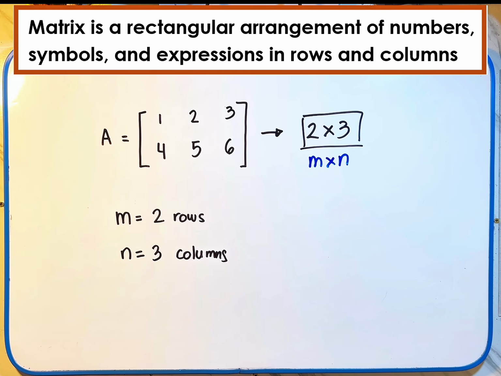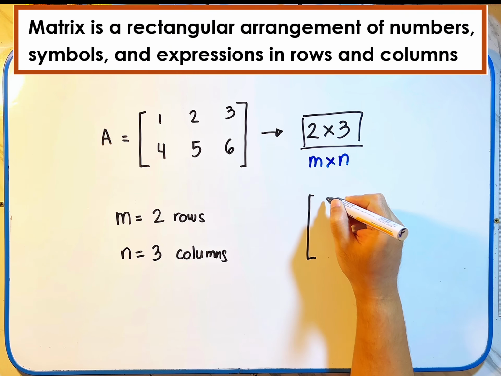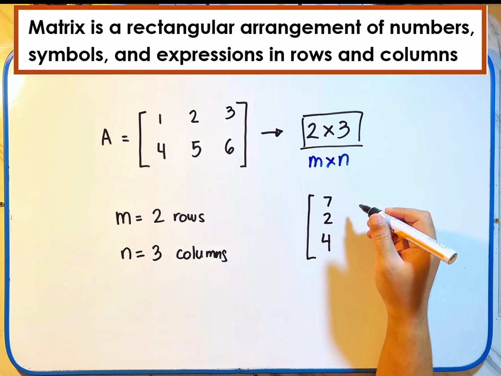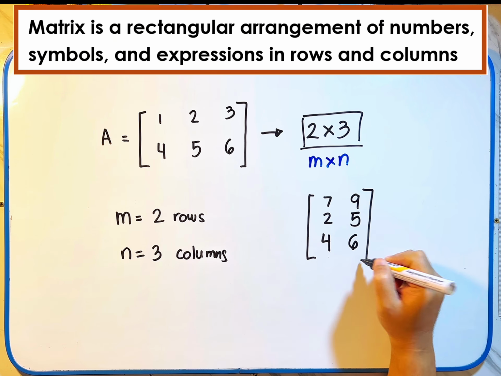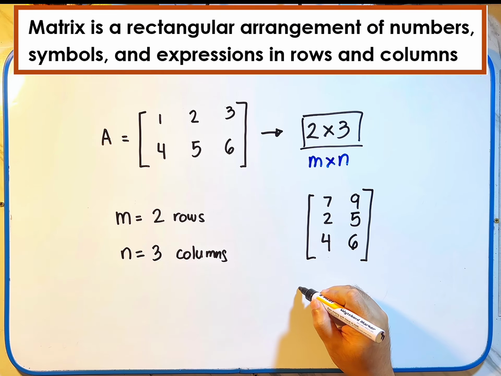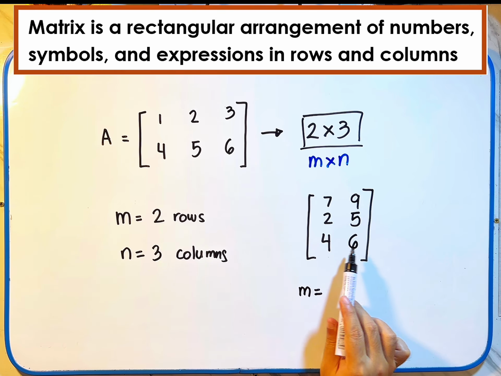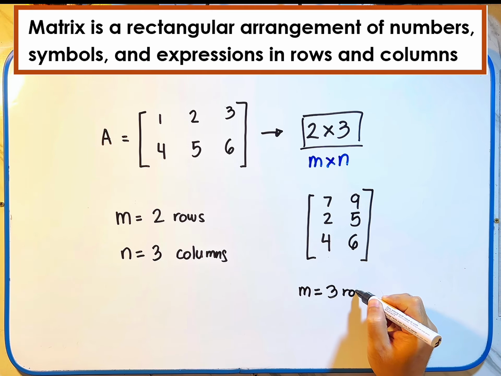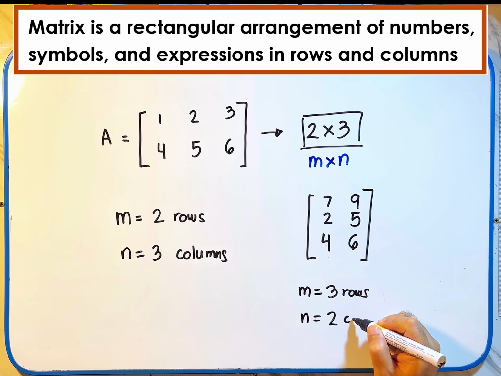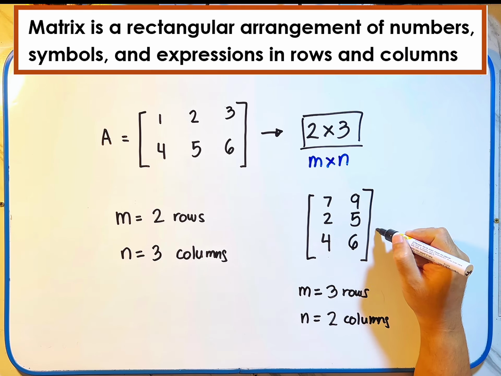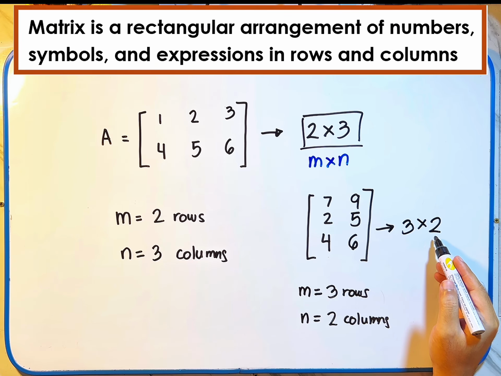Okay? Now, let me give you another example. What if we have this matrix over here? 7, 2, 4, and let's say 9, 5, 6. What is the order of this matrix? So first, what's the number of rows? We have 1, 2, 3. So we have 3 rows. How about columns? We have 1, 2. 2 columns. Which means the order of this matrix is 3 by 2. 3 rows by 2 columns.